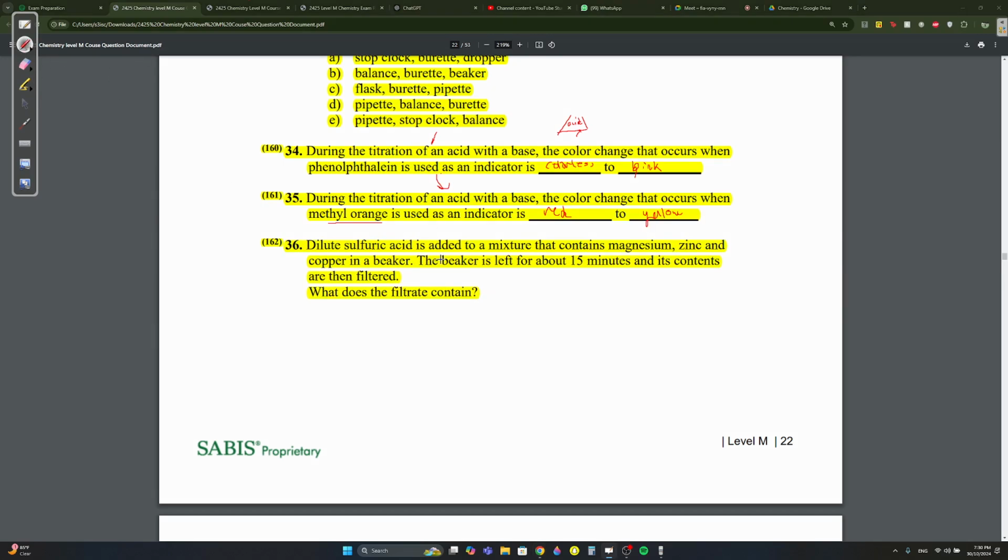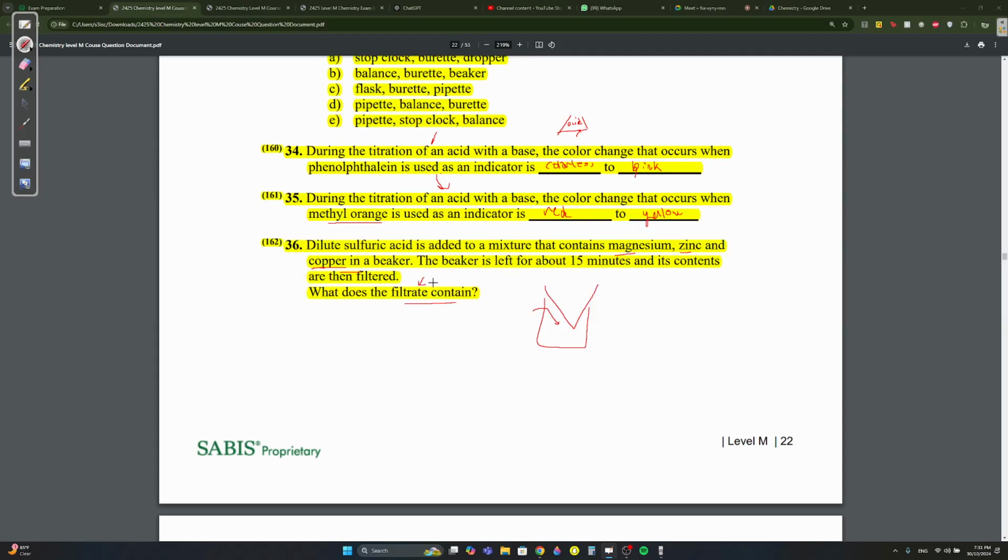Dilute sulfuric acid is added to a mixture that contains magnesium, zinc, and copper in a beaker. So acid is added to magnesium, zinc, and copper. The beaker is left for about 15 minutes and its contents are then filtered. What does the filtrate contain? When we say what does the filtrate contain, it's basically you put these together and then they got filtered. So basically, what actually dissolved? What reacted with it and dissolved? Then we know magnesium, acid plus metal. We know acids react with metals to get me a salt and hydrogen gas, and that salt is dissolved in water, so it's going to go down. However, there are 2 exceptions to this rule, and it's copper and silver.